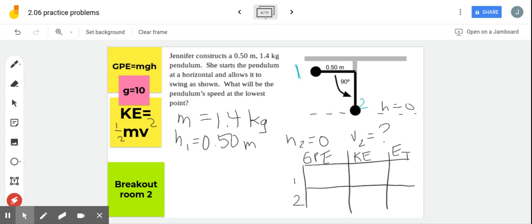So here I wrote some givens down. The mass is 1.4. The height at point 1, which again is right here, is 0.5. The height at point 2 is 0. And we have to find the speed.